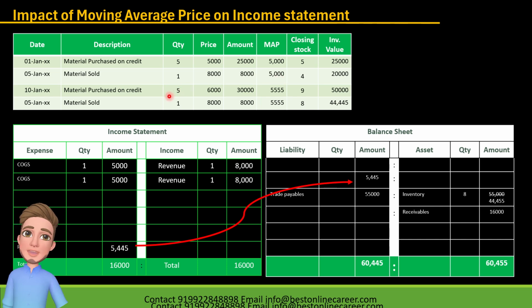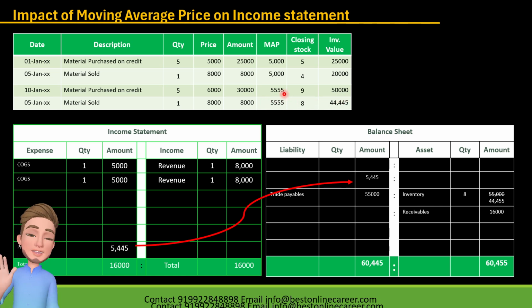Subsequently, I bought 5 units. This time, the cost of the same material comes to me at 6,000. 6,000 into 5 is 30,000. So my total stock value in inventory is 20,000 plus 30,000, which is 50,000. And total inventory stock is 9 units. So 50,000 divided by 9 comes to 5,555. Now, out of this, I again sell one material at 8,000. Fair enough. So my stock reduced to 8. But my cost of inventory is 5,555. When I reduce 5,555, I get 44,445. And my moving average price is 5,555.